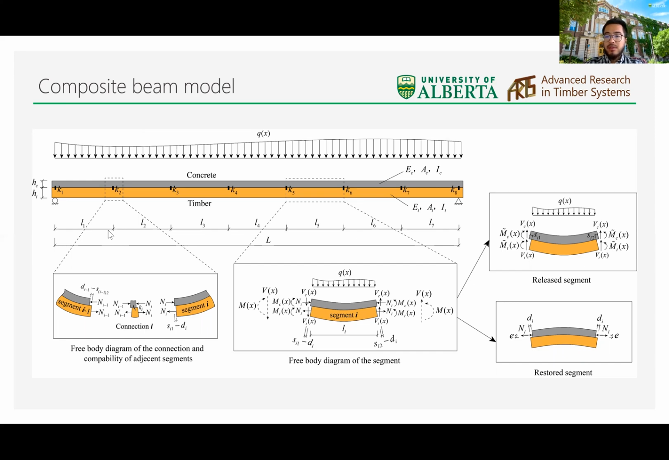Finally, the released and the restored segments should be combined to form the original segment. And then each segment should be combined to form the continuous beam. The relative slip should be continuous between adjacent segments. From this release and restore procedure, the internal actions in the composite floor can be solved. This method is not restricted to the connection locations and the stiffness or the external loads and boundary conditions. It can be used for any two-layer composite floor with discrete connections.